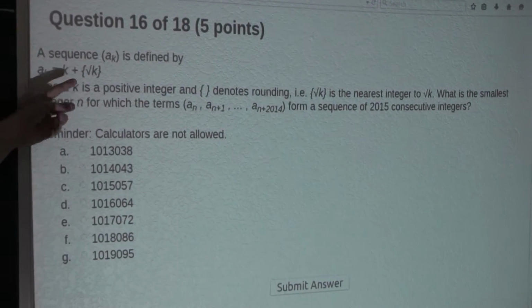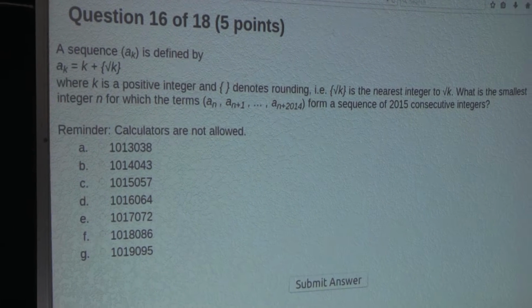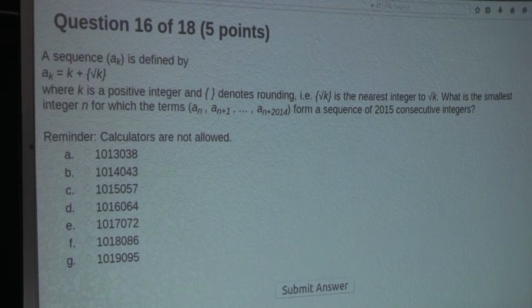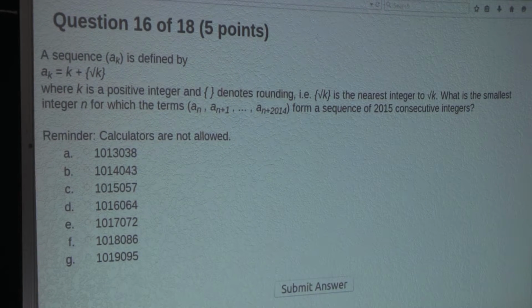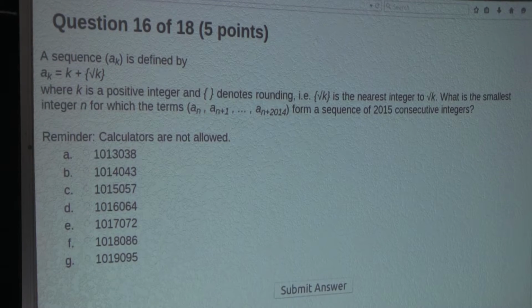a sequence AK is defined by this, where K is a positive integer and curly brackets denote rounding. For example, in brackets, the square root of K is the nearest integer to the square root of K. What is the smallest integer n for which the terms form a sequence of 2015 consecutive integers?